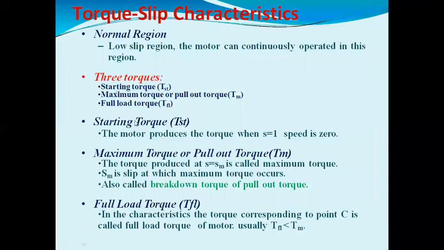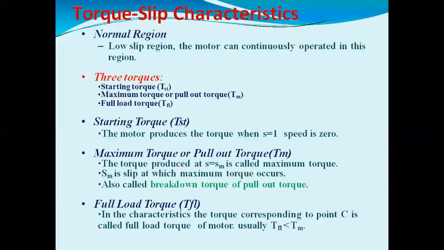So there are three torques that we have seen. One is called the starting torque, TST, where ST stands for starting. One is called the maximum torque or pull out torque, that is TM. And one is called the full load torque, that is TFL. The starting torque TST is the torque the motor produces when S equal to 1 and the speed is 0.